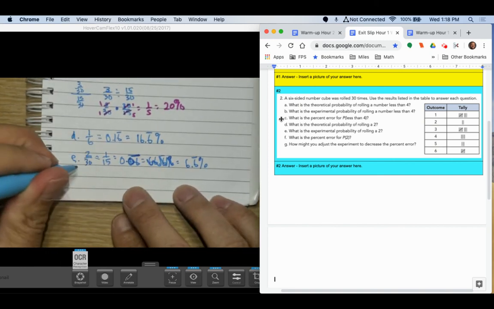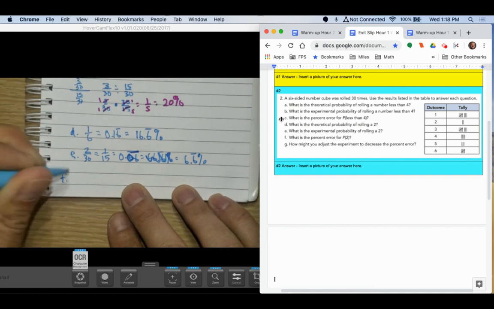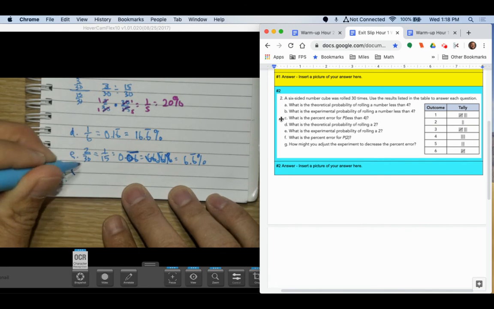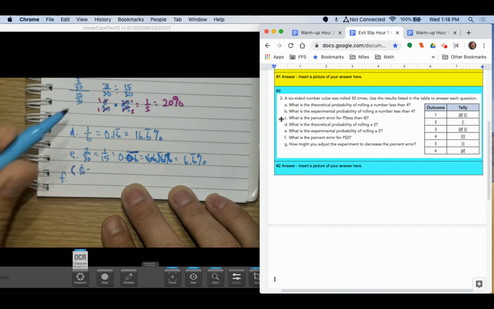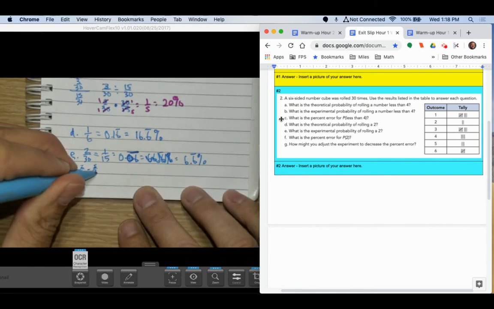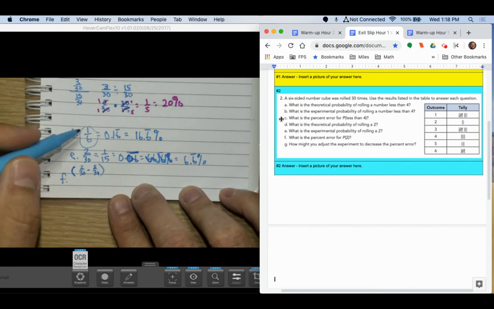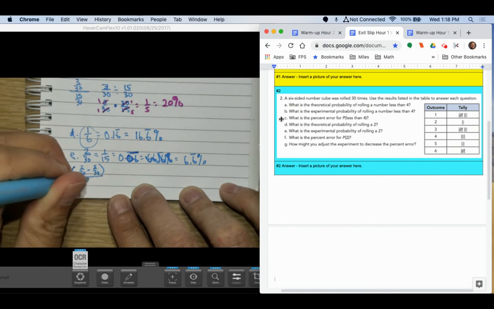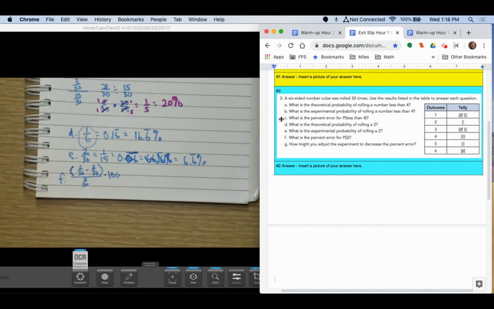Oh boy, it'll be the same kind of situation for F. Okay, so think about what we just did and look at what this is going to be. It is the experimental probability, so 2 out of 30, minus the theoretical probability, which would be 5 out of 30. Where did I get 5 out of 30? I took 1/6 and I made an equivalent fraction that had 30 as the denominator. I would divide this all by 5 over 30, and then I'm going to times it by 100.